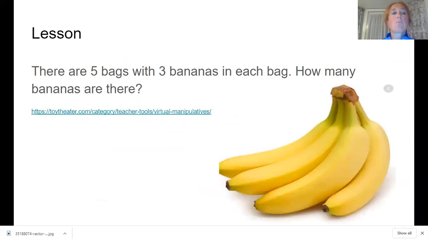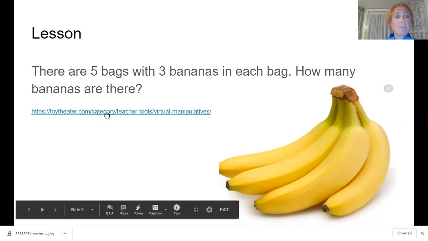Here's our word problem for today. It says there are 5 bags with 3 bananas in each bag. How many bananas are there? So we know that the bags are the groups and the bananas are the number in each group, because it says that there's 3 bananas in each bag. So we cannot just take the 5 and the 3 and add them together and say there's 8 bananas, because they're 2 totally different things. The bags are the number of groups and the bananas are the number in each group.